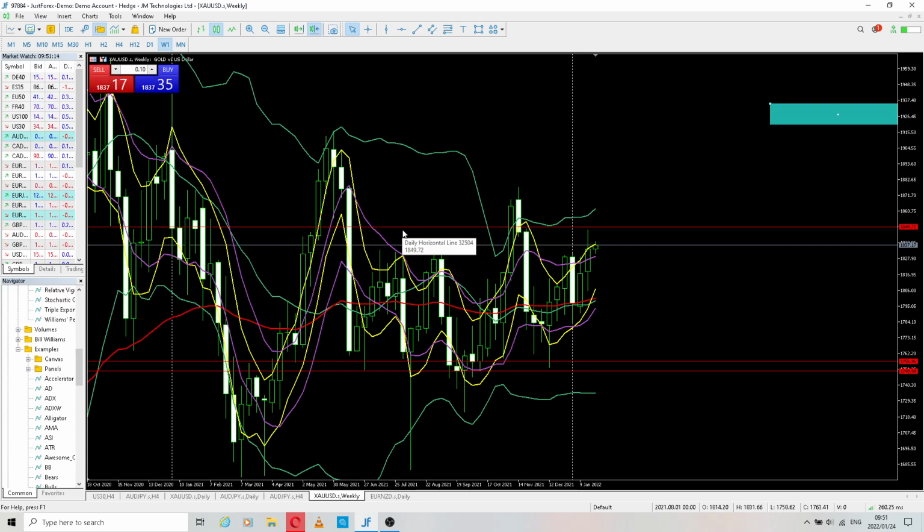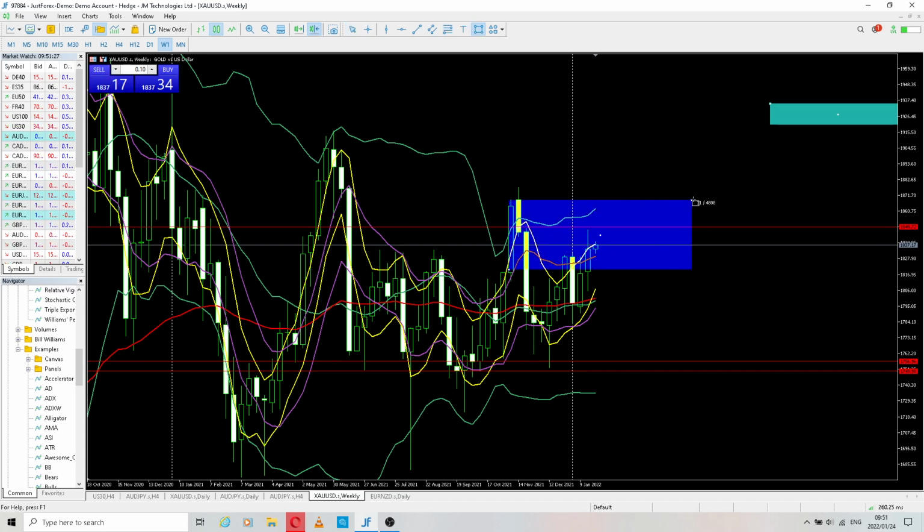On weekly time frame, guys, we have this zone there. So this would be a zone. We have this zone, a Dominion break zone right there. So that's a weekly time frame zone, a Dominion break zone right there, guys.